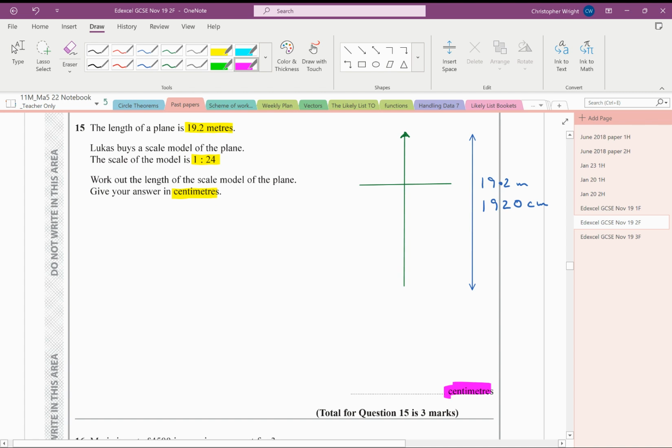Okay. Now the model is going to be 1/24th of that length. So to work out the length of the model, if it's a scale of 1 to 24, then I need to know 1 centimetre on the model would be 24 centimetres in real life. I've got something which is that many centimetres in real life, haven't I? So I'm going to need to divide by 24, aren't I? So 1,920 divided by 24. Let's have a look. 1920 divided by 24 tells me that my model would be 80 centimetres long.